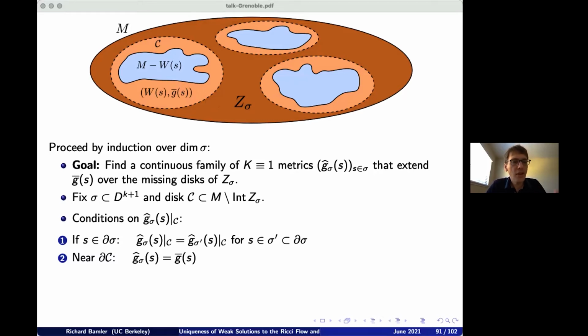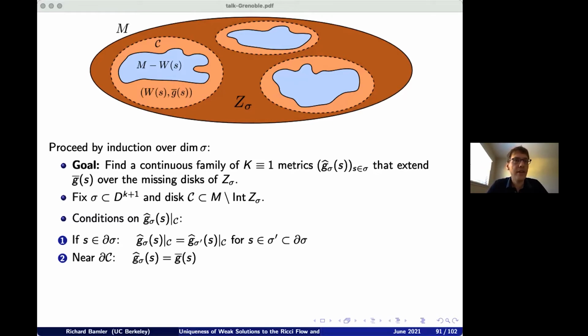But as long as I meet these two conditions, I can choose G hat as I like, right? And then I can work on higher and higher simplices, and eventually these G hats will all fit together to the desired family. So the issue is really just satisfying these two conditions if the family of metrics on this disk is already given on the boundary.